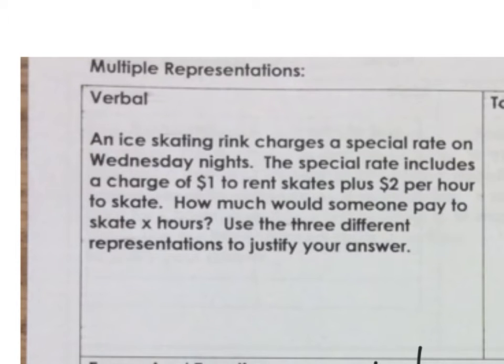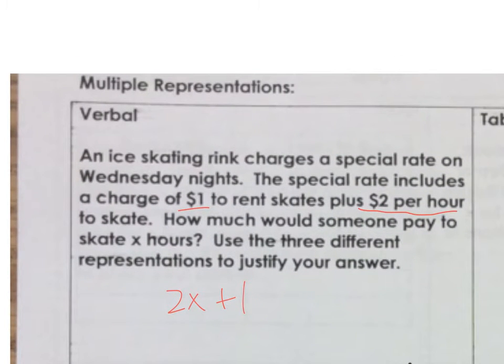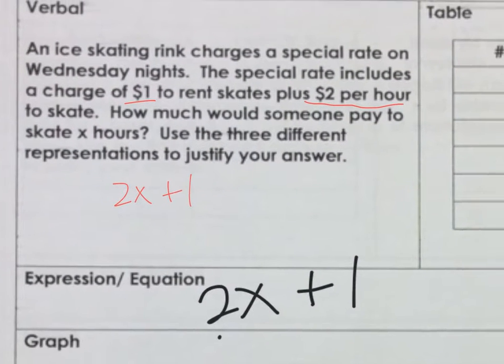First thing I see here is this $2 per hour. I'm thinking 2 per hour, okay, so it's 2 times the number of hours. So you'd like 2x, and then the $1 to rent skates, so you're plus 1. So 2x plus 1 would be my expression that I would write. And then basically you're just going to substitute in for x and come up with your table.